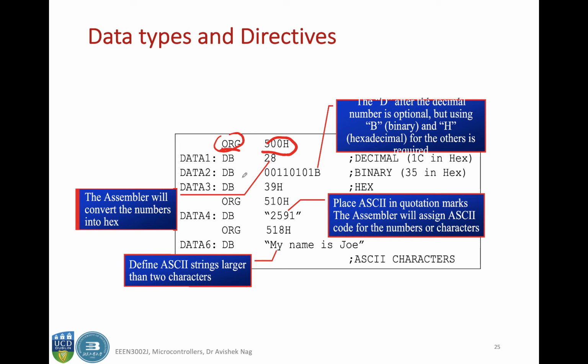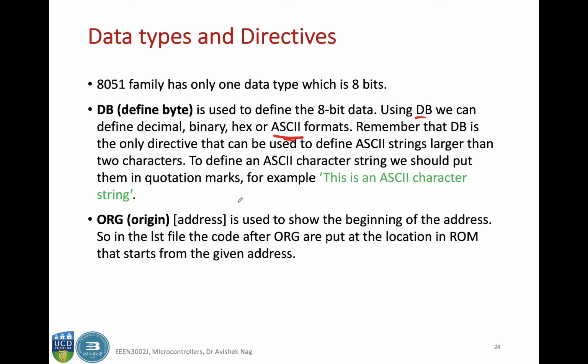And then you have these different data. You can define a decimal number by using DB 28. Okay, nothing is mentioned here, that means this is decimal. You can define a binary number by putting a B at the end. You can define the data type hex by putting H. And then you can also define ASCII by using these inverted quotes. You can define ASCII strings larger than 2 characters like this. And everywhere you are using this DB, which is the directive for define byte.